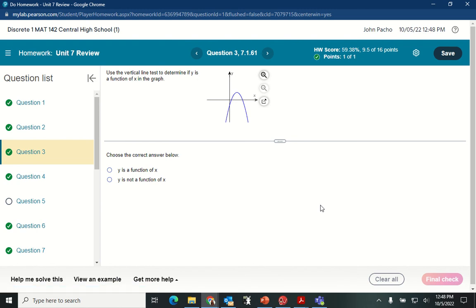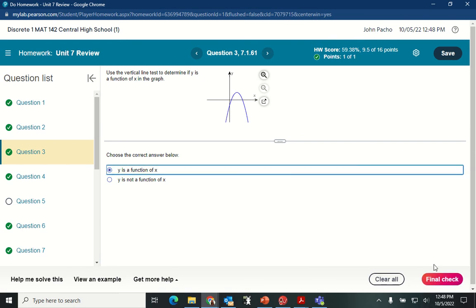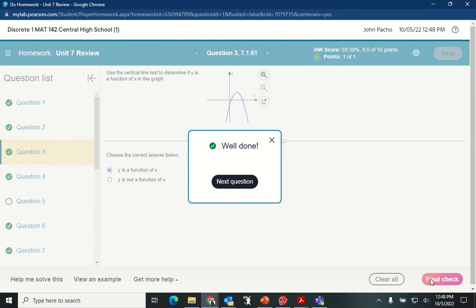Yeah, vertical line test. So is this a function? Yeah. Y is a function. Easy, right?